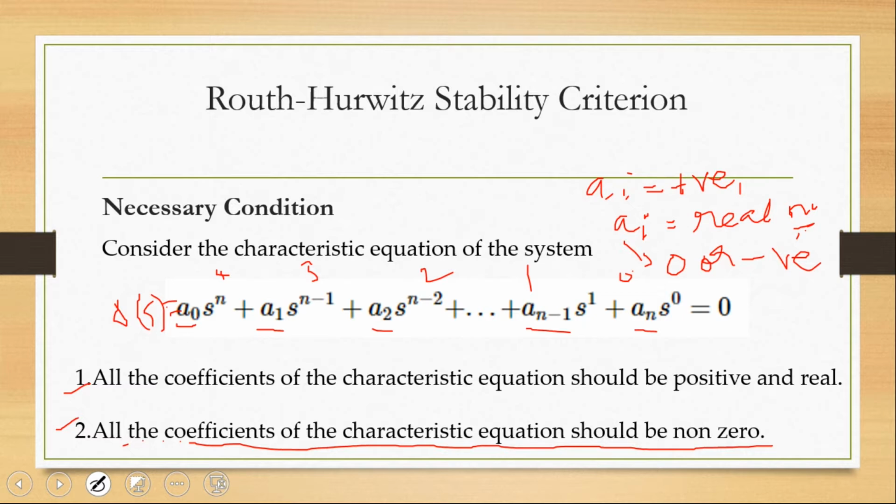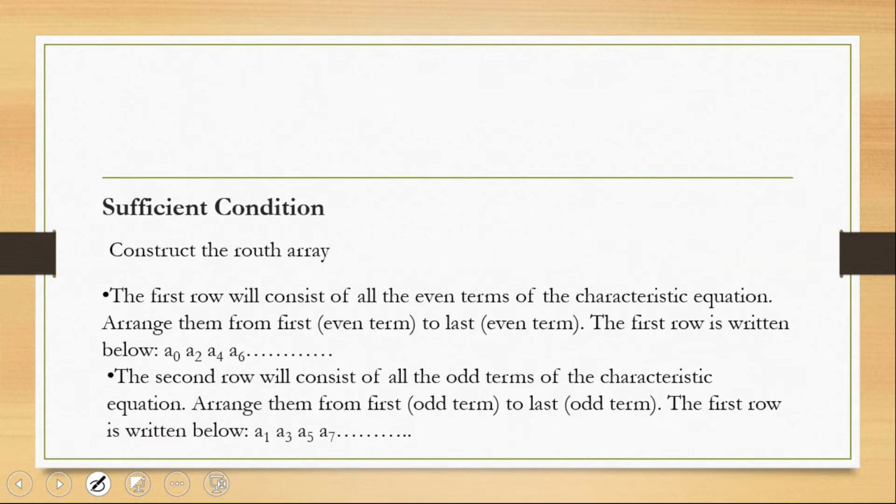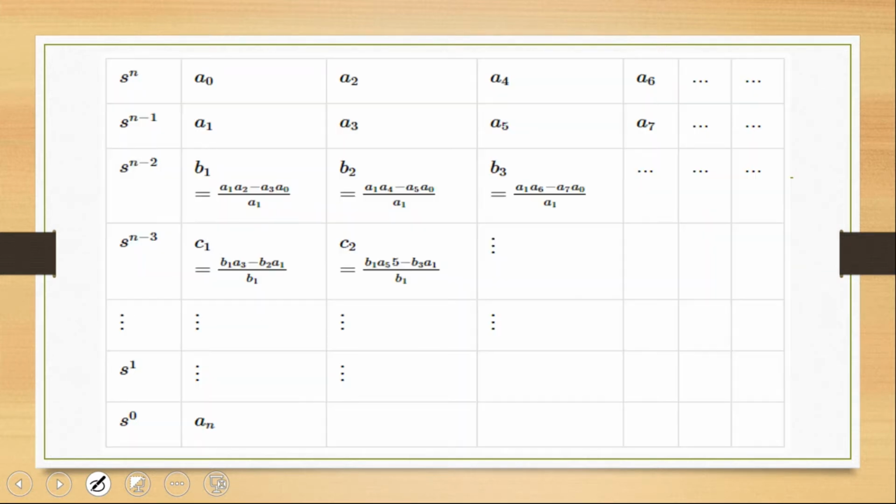Then to examine the sufficient condition, we go for the Routh-Hurwitz criteria, wherein the Routh criteria is given in terms of an array, whereas the Hurwitz criteria is in terms of determinants. This Routh-Hurwitz criteria is again based on the ordering of the coefficients of the characteristic equation. According to the Routh-Hurwitz criteria, the condition for stability is based on the first column of the Routh's array.